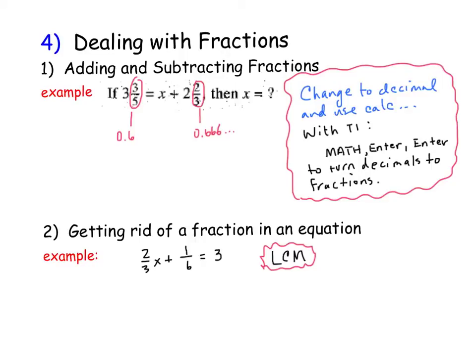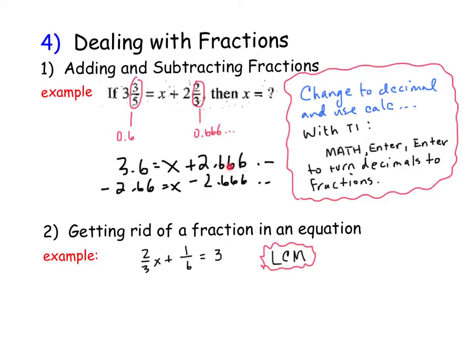So when I look at this particular question, 3 and 3/5, I could change to 3.6. 2 and 2/3, I could change to 2.6 repeating. And then this becomes a very simple equation to solve. You just subtract 2.6 repeating from both sides. And then in your calculator, the tip that I'm giving over here is you do math, enter, enter to change a decimal to a fraction.